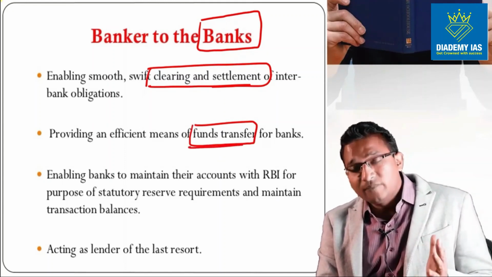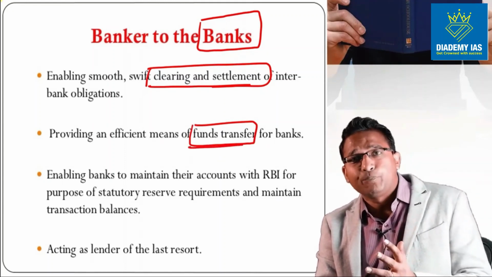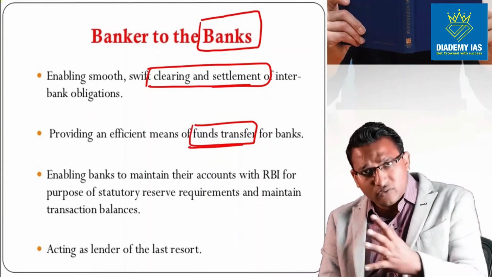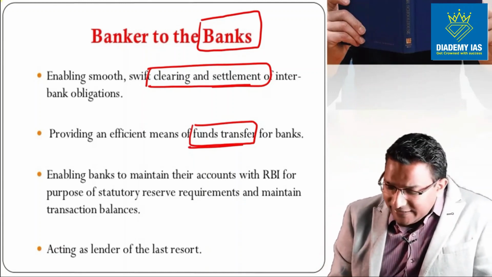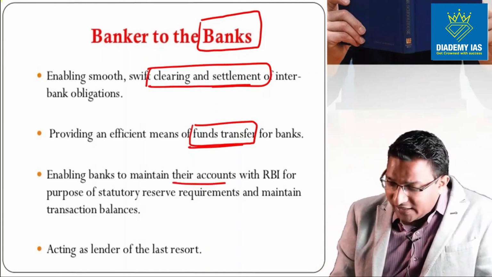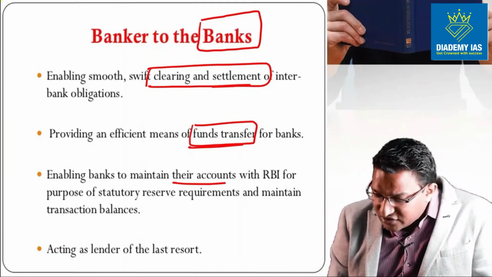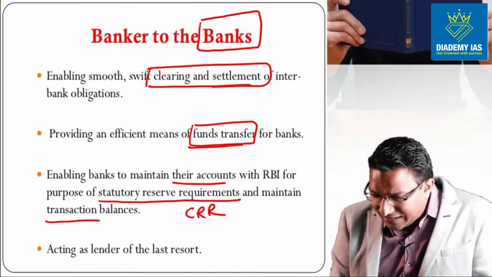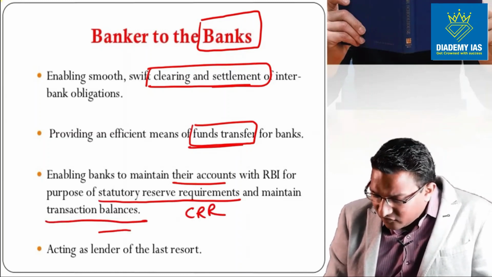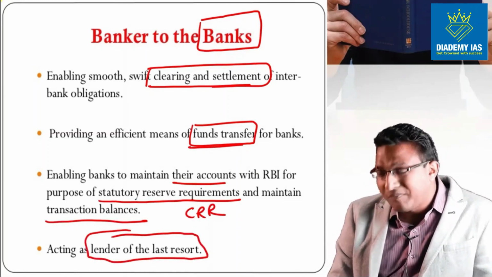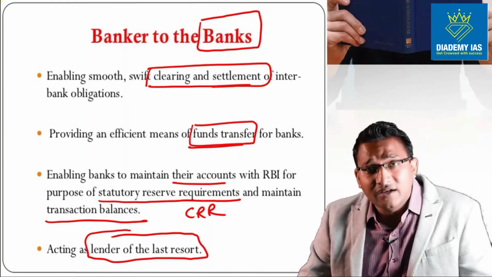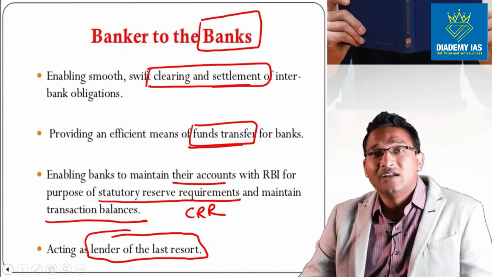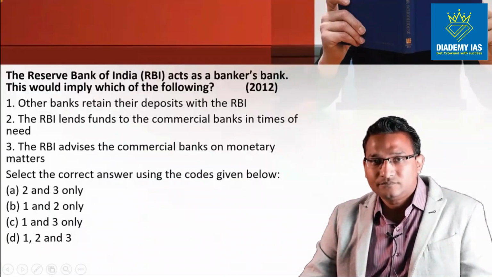This fund transfer, NEFT, RTGS, IMPS, all happens through the regulation of the RBI. It also enables banks to maintain their accounts with the RBI for the statutory reserve requirement, that is the CRR, and for maintaining transaction balances. The RBI acts as the lender of the last resort, right? Whenever banks are not able to get a loan from anywhere, they can always go to their own bank, that is the central bank, and liquidity can be managed in this way.